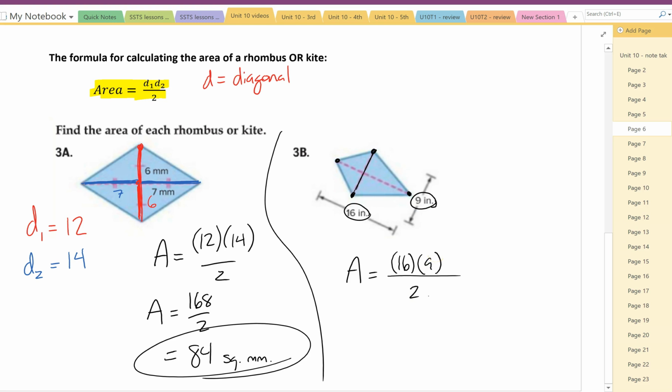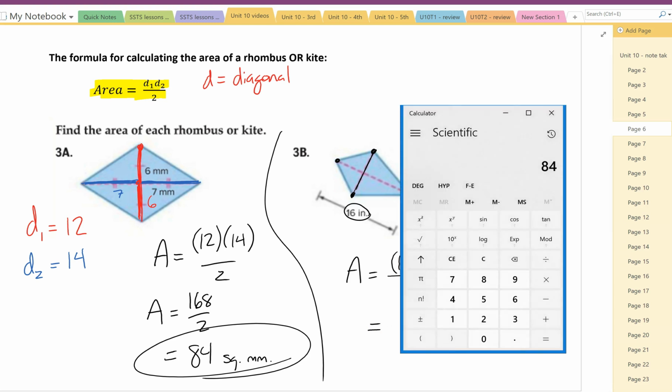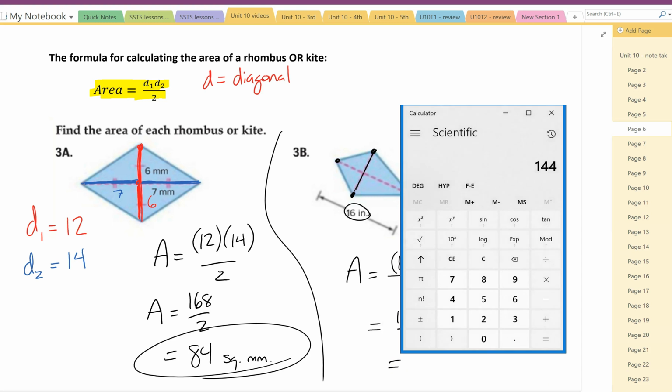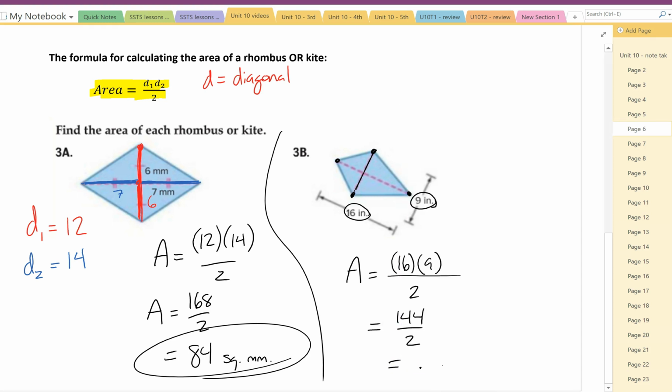I'm going to multiply those together and divide by 2. 16 times 9 is 144, and then I just divide that by 2. And we're talking inches here, so I would have square inches. So the area of this kite would be 72 square inches.